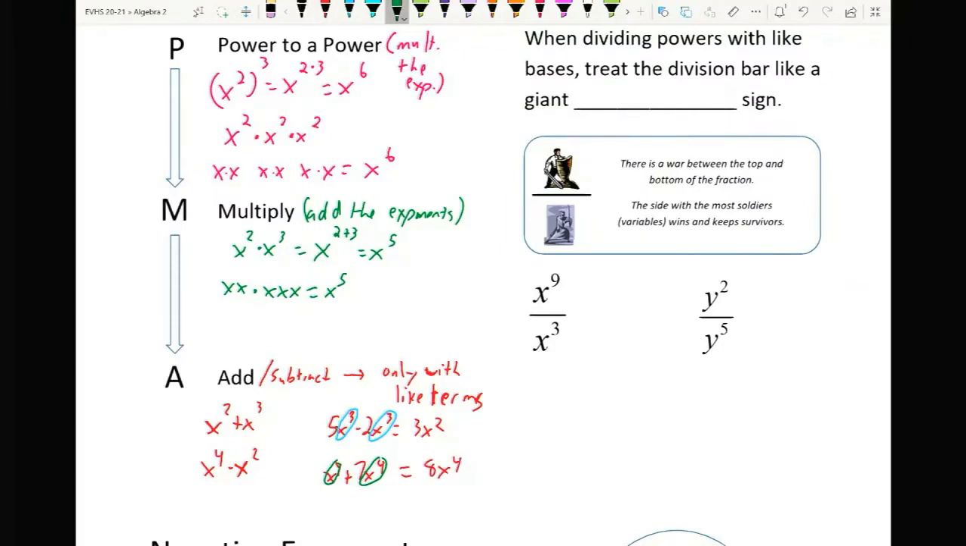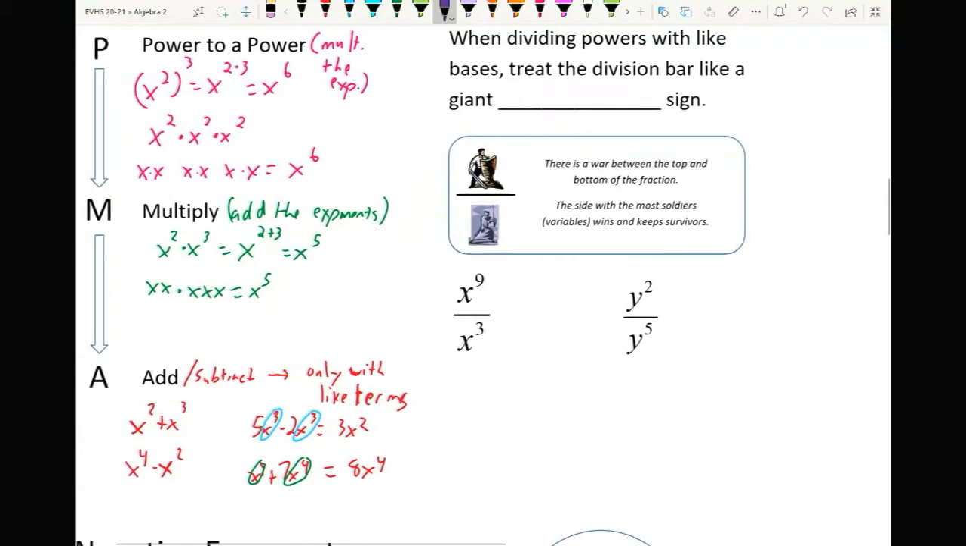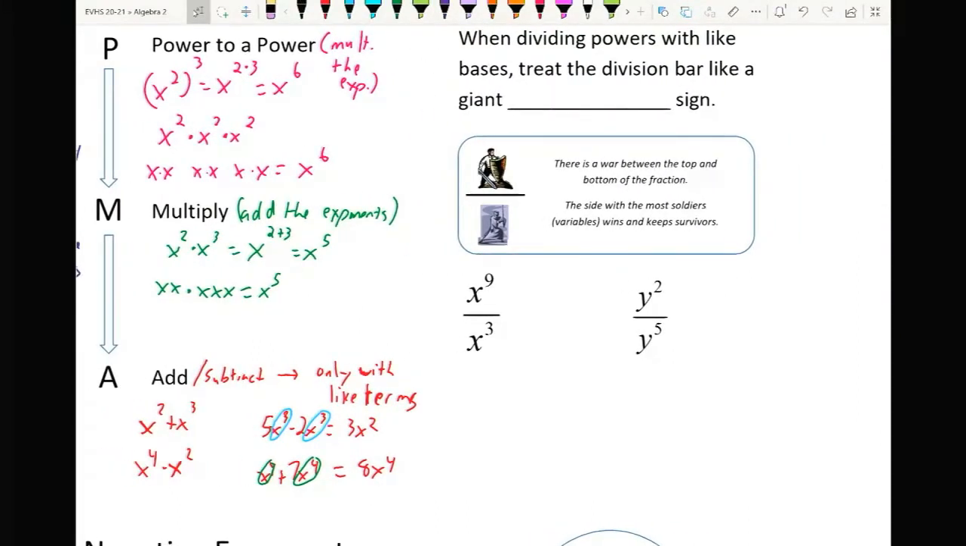Okay, one phrase that sometimes helps students out is multiply the bigs, add the littles. And when I say that, the bigs are the ones up here on top, the littles are the ones down here on bottom. Okay, so when dividing powers with like bases, treat the division bar like a giant subtraction sign.